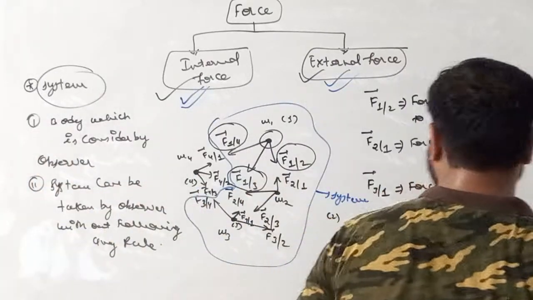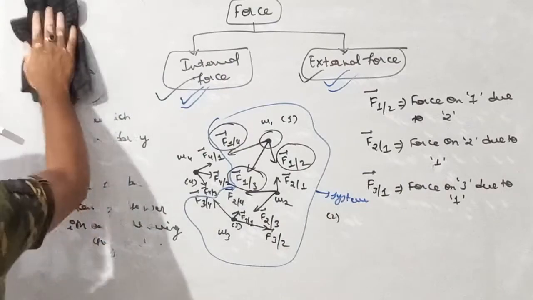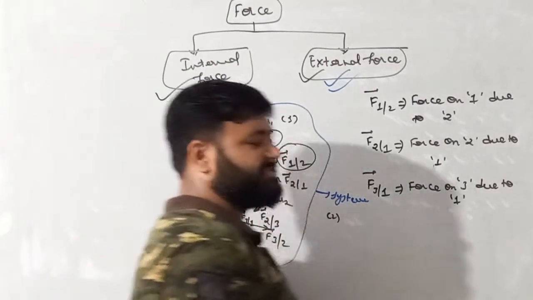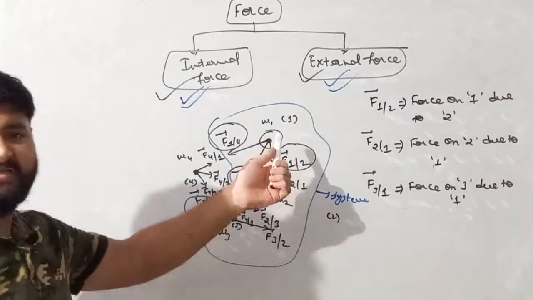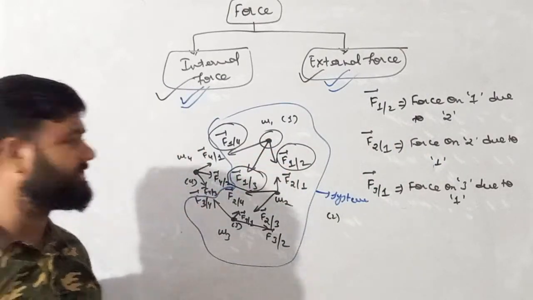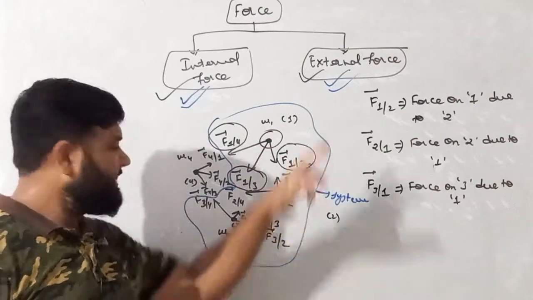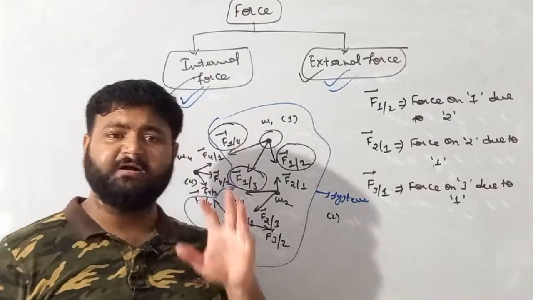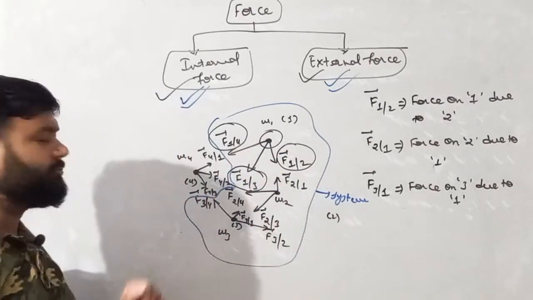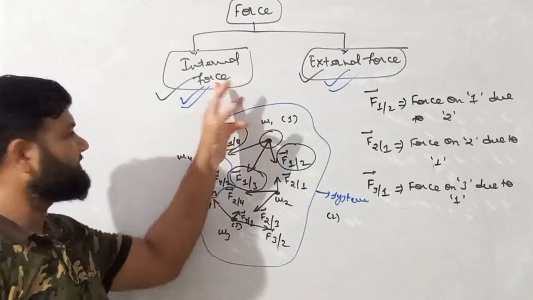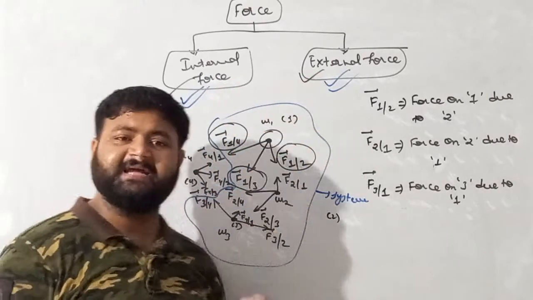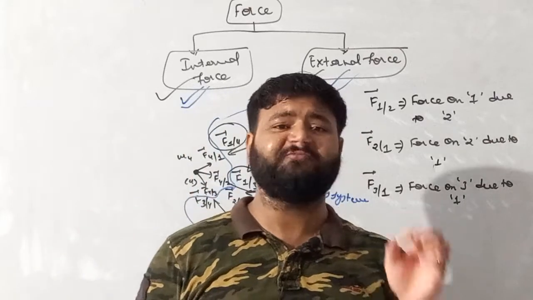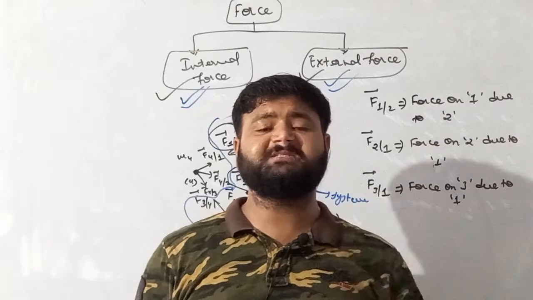Now see what actually internal force is and what actually external force is. The body which experiences force is first. This first body is present in system. This first body is experiencing force due to second, due to third, due to fourth. Now see the body which is experiencing force and the body which is applying force.